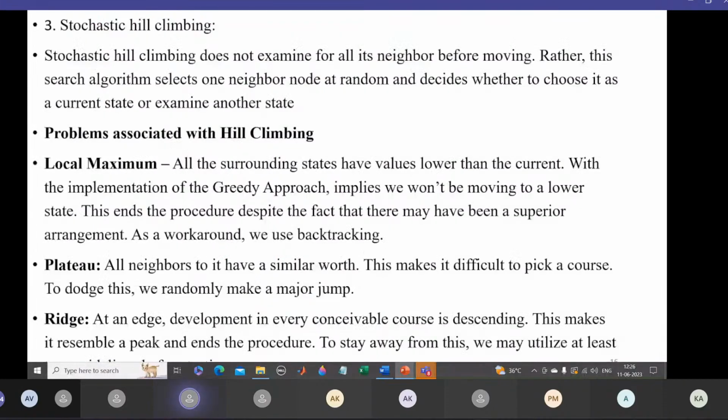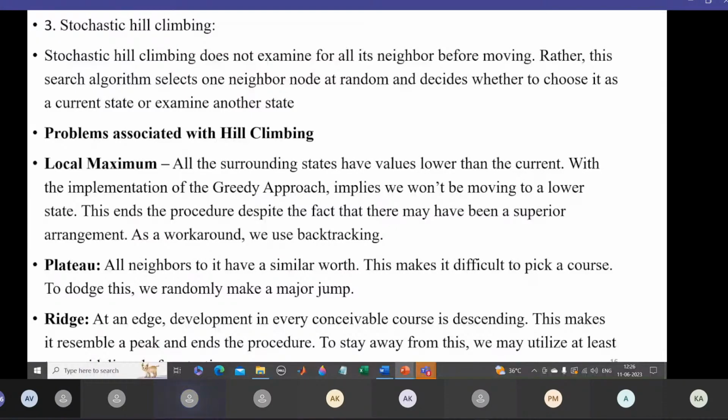Then stochastic hill climbing, it is not going to examine all its neighbors before moving. Here it is going to select one neighbor node at random, and it will decide whether to choose it as the current state or to examine the other state. So first வந்து ஒரே ஒரு successor பார்ப்போம். Next வந்து multiple successor. ஆனா stochastic னா will not be in order. Random ஒரு நோட செலக்ட் பண்ணி. இதுதான் வந்து stochastic hill climbing.